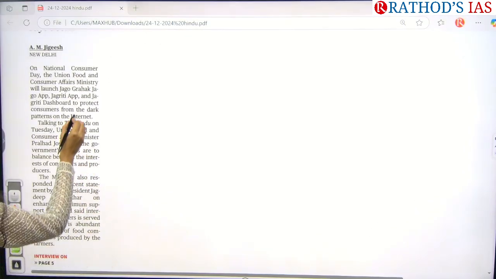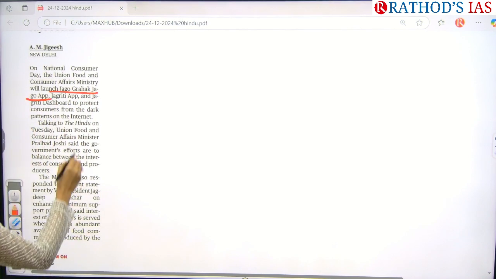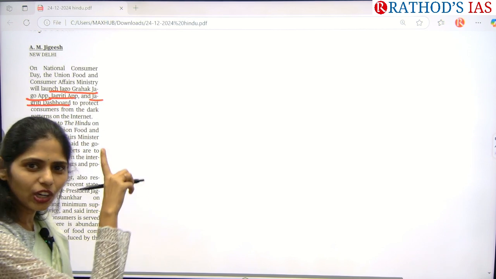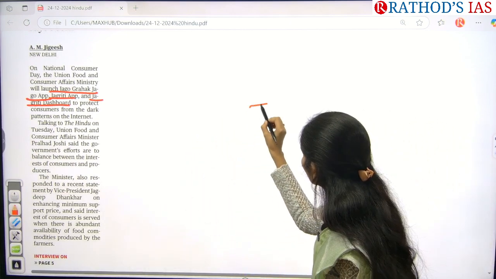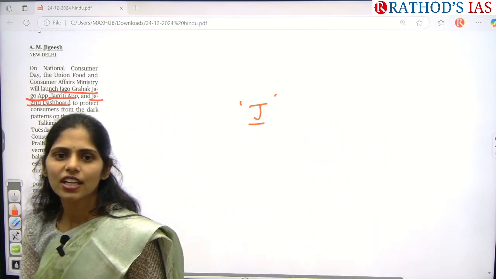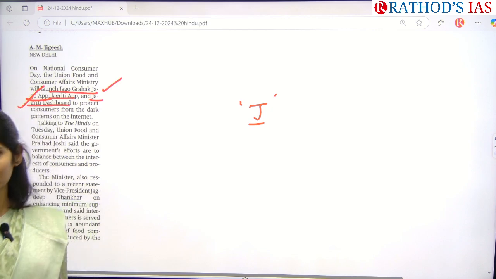The first one here is the Jago Grahak Jago app. The next one is the Jagriti app. The next one is the Jagriti dashboard. All these 3 ICT technologies are based on the letter J. Here you may get a question like: in recent news, these words, Jago Grahak Jago app, Jagriti app and Jagriti dashboard, are present. Which of the following things are they related to exactly?